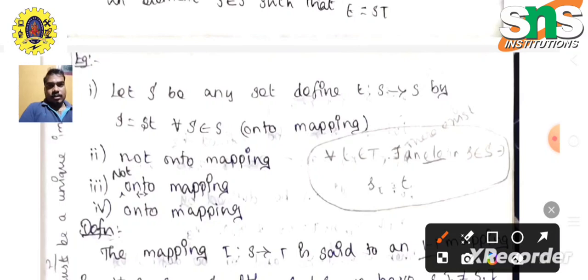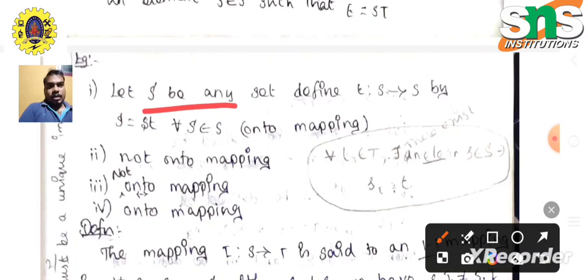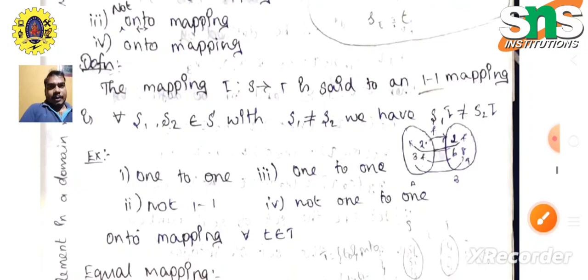For example, let S be a set and define tau from S to S, therefore s equal to s tau, which is the onto mapping. Next we have to see one-to-one mapping.